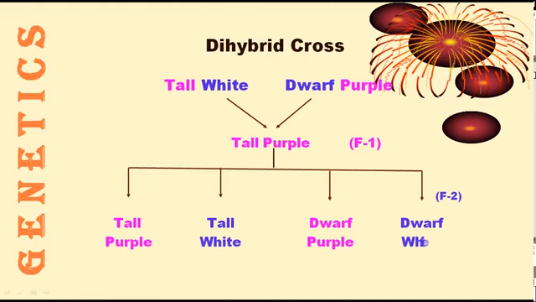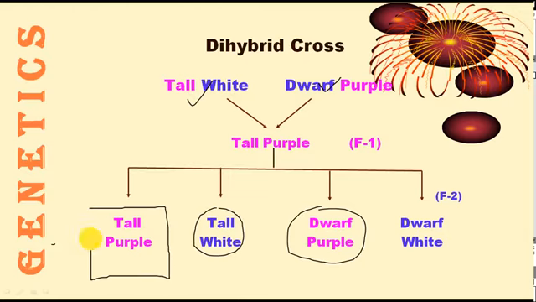But all students should take care of this result. In this result, tall white is the parental combination, this one. Dwarf purple is another parental combination, this one. The tall and purple, and the dwarf and white, are recombinants. In the previous result, the middle two were recombinant. In this result, the two laterals, tall purple and dwarf white, are recombinant.